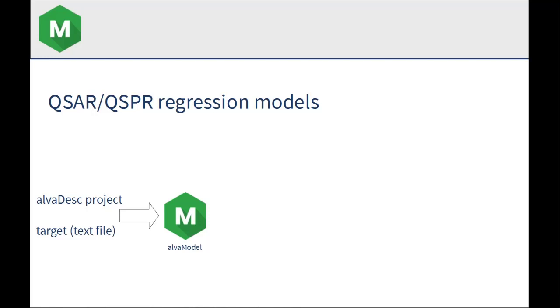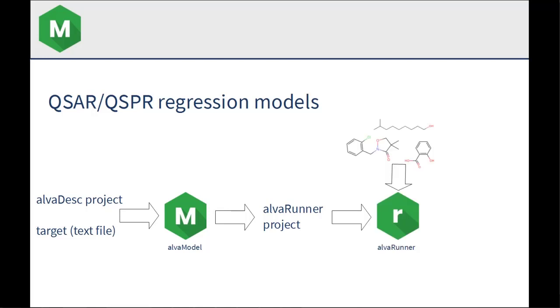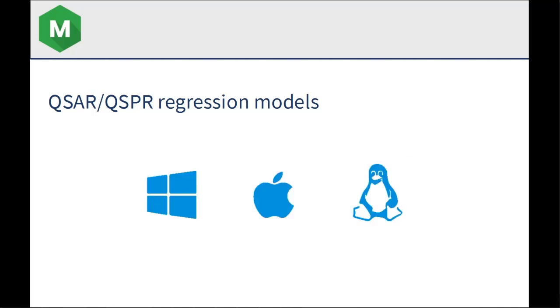The models created in alvaModel can then be exported in an AlvaRunner project. This project can then be applied to your molecules using AlvaRunner in order to calculate the predicted targets. This solution separates the training of the models from their deployment. Therefore, it allows you to deploy your models to other parties. alvaModel is available for Windows, Linux, and Mac.